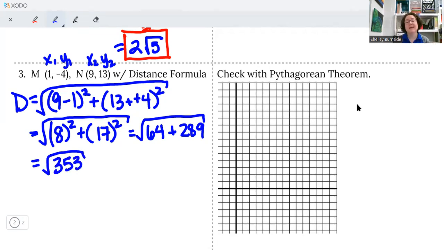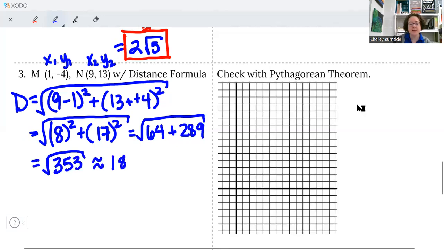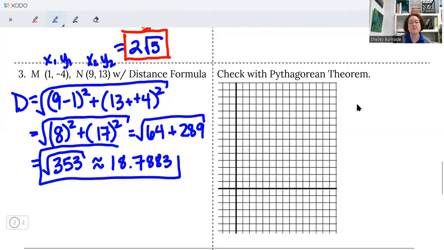Or rather, I don't know what the factors are right off the top of my head. I don't have them written down on my work, but I do know that when I went through to figure that one out, either it was a prime number or it was composed of prime numbers, so we couldn't break anything down. We can write it as a decimal though. That is approximately 18.7883. So again, depending on the directions on your practice, either one of those would be an appropriate answer.